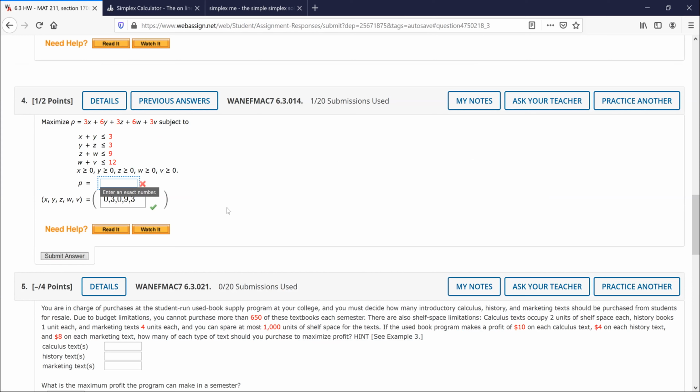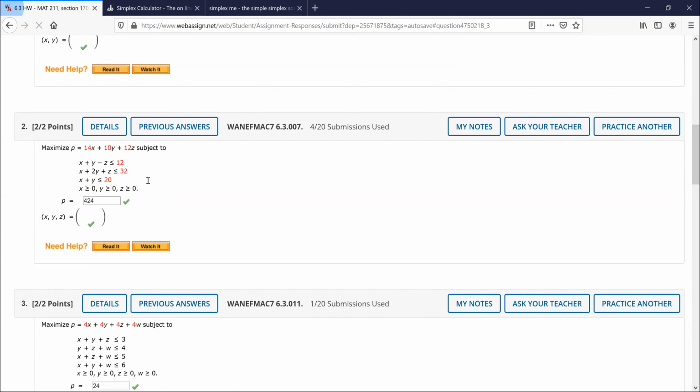To get P, we have to multiply 3 times 0, 6 times 0, so that's 18. 3 times 0 again, that's 0. 6 times 9 is 54. So we have 18 and 54, so that's 72, plus 3 times 3. Looks like it's 81 there. Just putting those numbers back into that original equation.